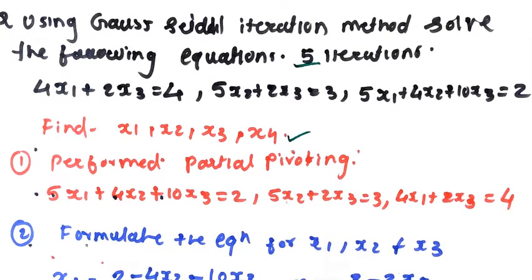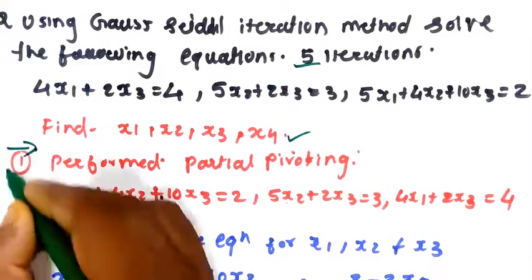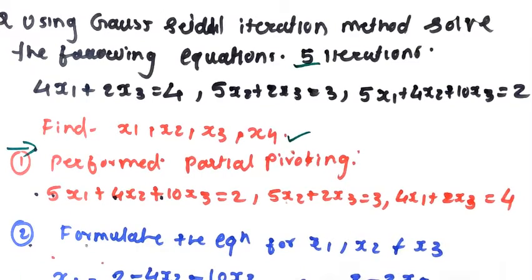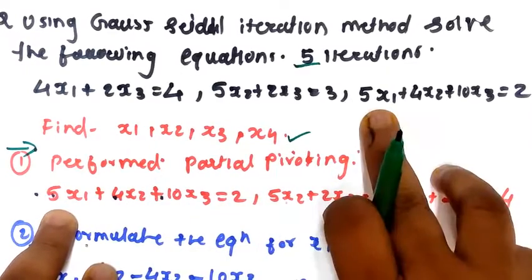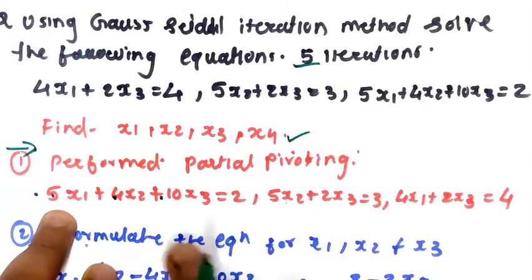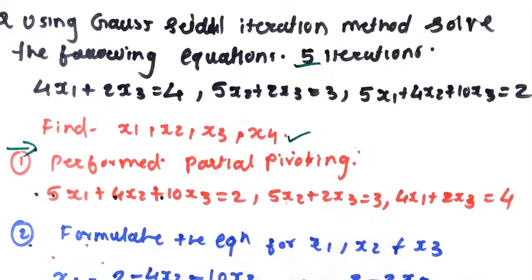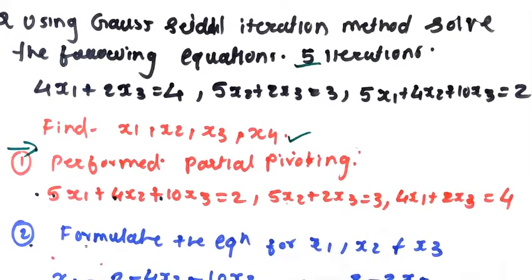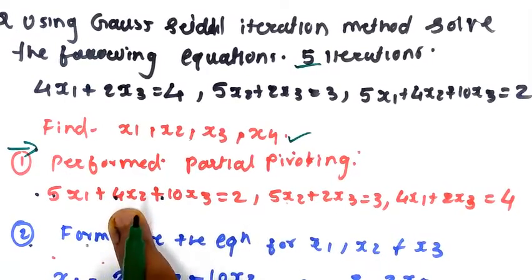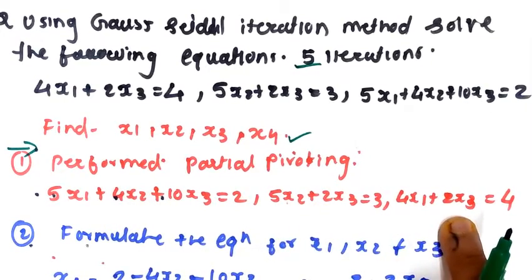Now first of all, before starting, perform partial pivoting. What is partial pivoting, which is already discussed: the equation with the higher x1 coefficient should be the first equation. Here 5x1 plus 4x2 has the higher value of x1, so that will be the first equation, and this is second and this will be third. As per partial pivoting, we have arranged the equations in this way.